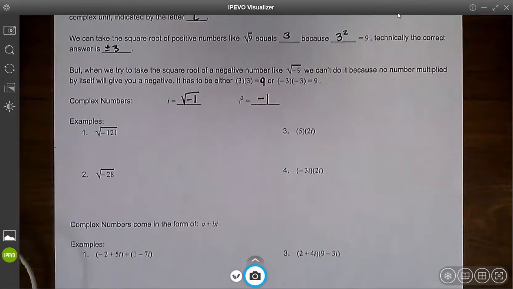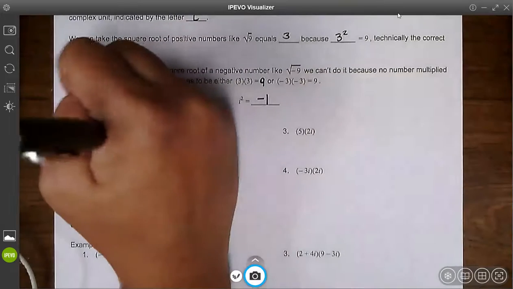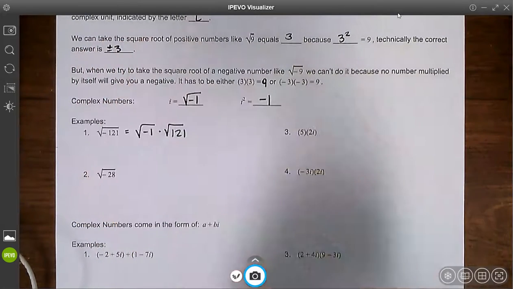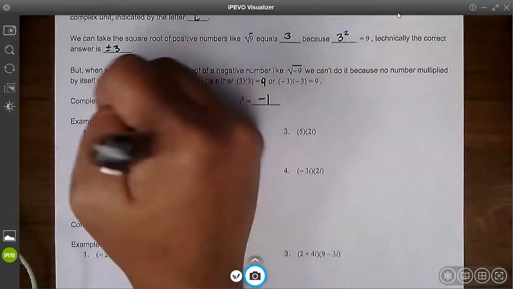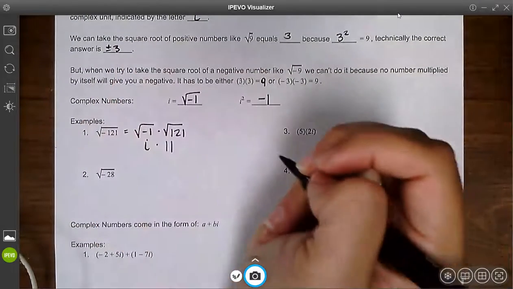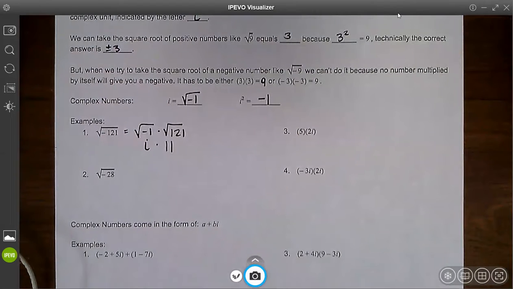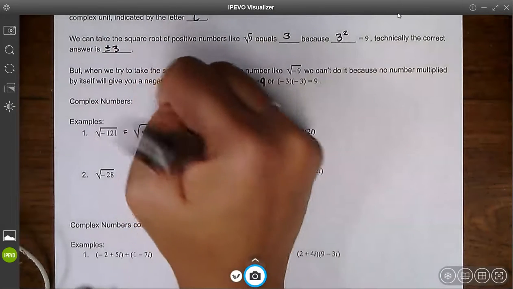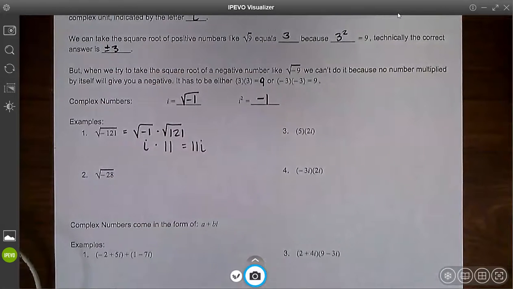So for these examples, we have the square root of negative 121. Well, the square root of 121 is 11, right? This is equivalent to the square root of negative 1 times the square root of 121. The square root of negative 1 we know is i. The square root of 121 is 11. Whenever you take the square root of something when you're solving, it'll be positive and negative. So this is just going to be 11i. But when you're solving, you always put that positive and negative out front.